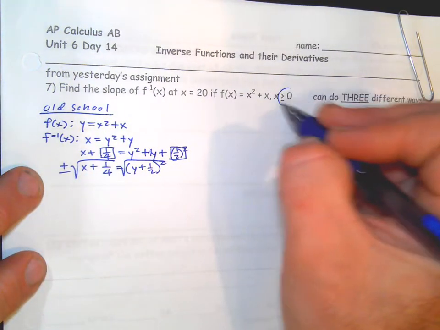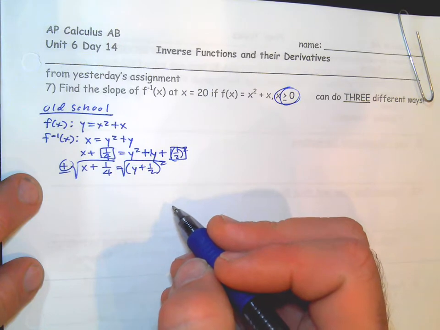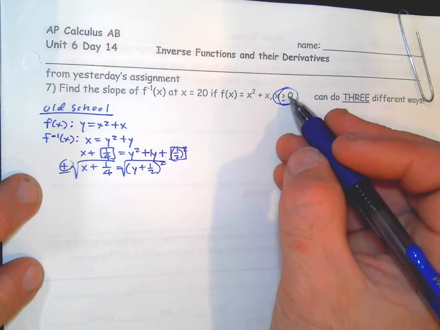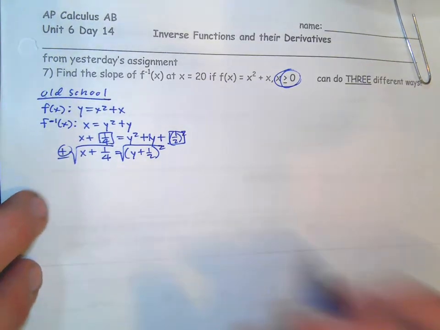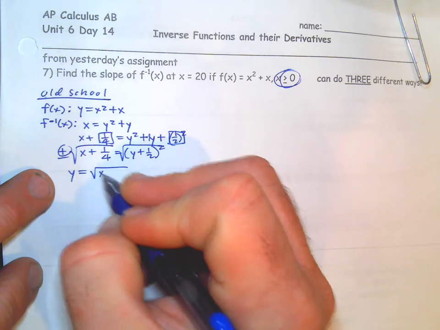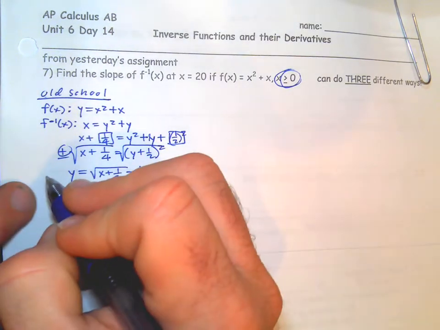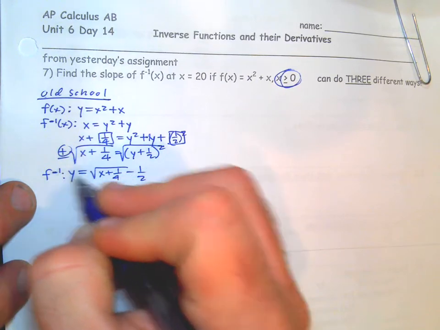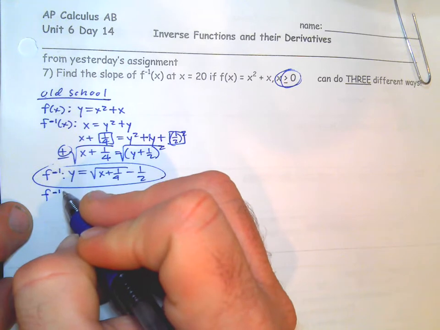Now it says that x has to be positive, so we have to go with y is positive on the inverse. The domain of the original becomes the range of the inverse function. So if you solve for y, you get the square root of x plus 1/4, minus 1/2. And so that is the inverse function. So then you're going to take the derivative of it.